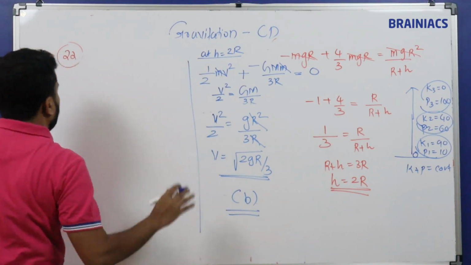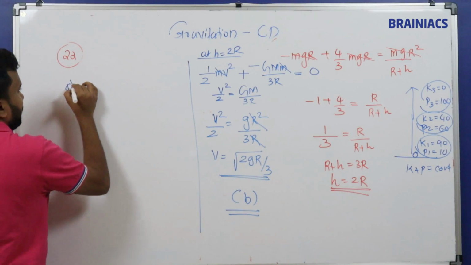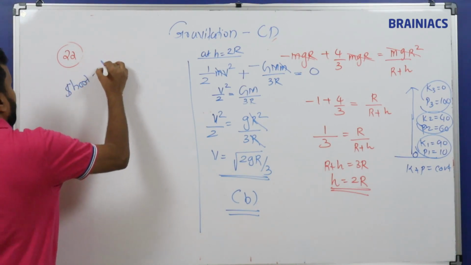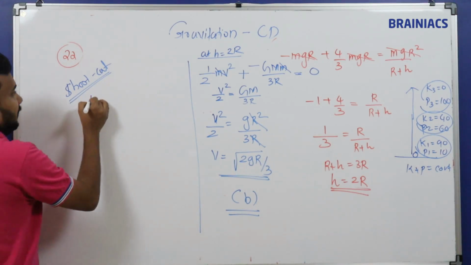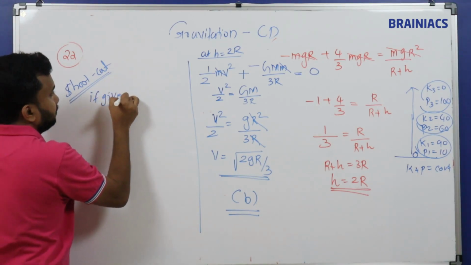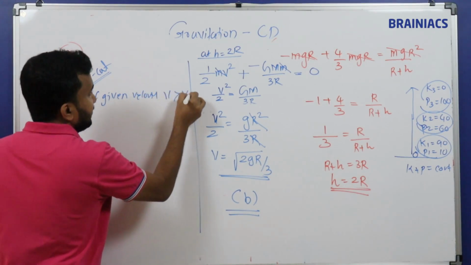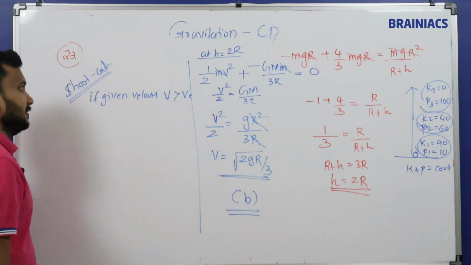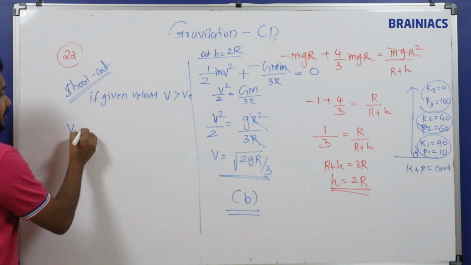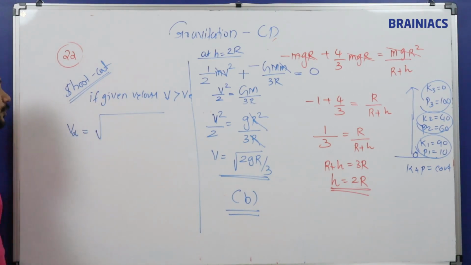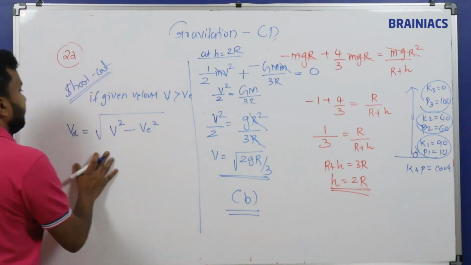But now it's very important. If I have to give you a shortcut to find this one, this is a bit longer method, right? To find a shortcut method, how can you solve this question? If the given velocity v is greater than escape velocity, in this case, the velocity at an infinite point is equal to root of given velocity minus escape velocity square. If you simplify, you will get this one.